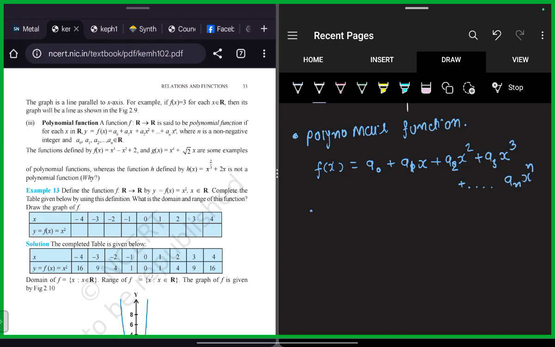For example, this function f of x is equal to x cube minus x square plus 2. It's a polynomial, right? G of x is equal to x raised to 4 plus under root 2x. It's a polynomial. W of x is equal to x square minus 2 minus 1 minus x, it's a polynomial, right?